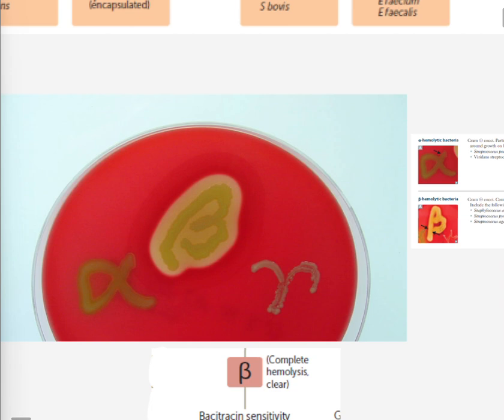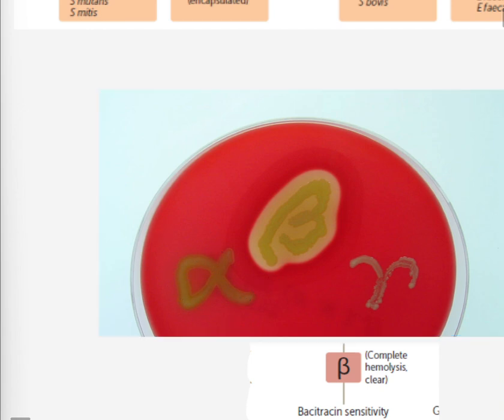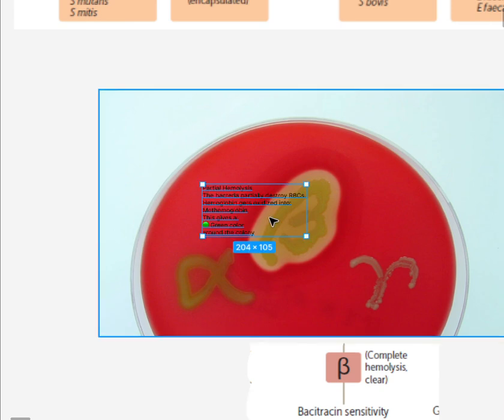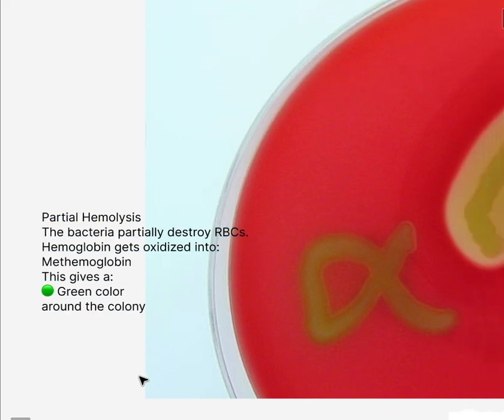What's alpha hemolysis? Alpha hemolysis means there's partial hemolysis. The bacteria partially destroys the RBCs, and the hemoglobin basically gets oxidized into methemoglobin. And this methemoglobin basically gives you this green color around the colony, right? So you have this green halo around the colony.